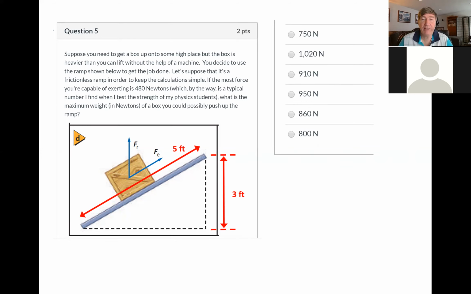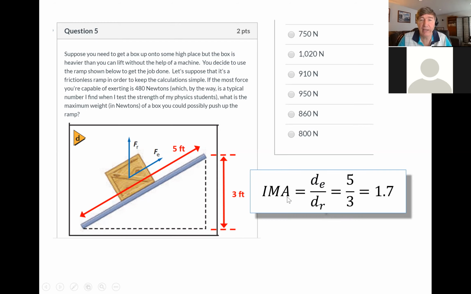Now remember, the way that you calculate the IMA is you just look at the distance. If I was not using the machine, I would just lift the thing straight up, and 3 feet is all I would have to move it. But I am using a machine, so 5 feet is what I need to do. Okay, good. I'm seeing 1.7. We take the actual distance that I had to move my hand divided by the distance it could have been had I not used the machine. So 5 divided by 3. Van is saying that it's 1.7, and I agree with him.